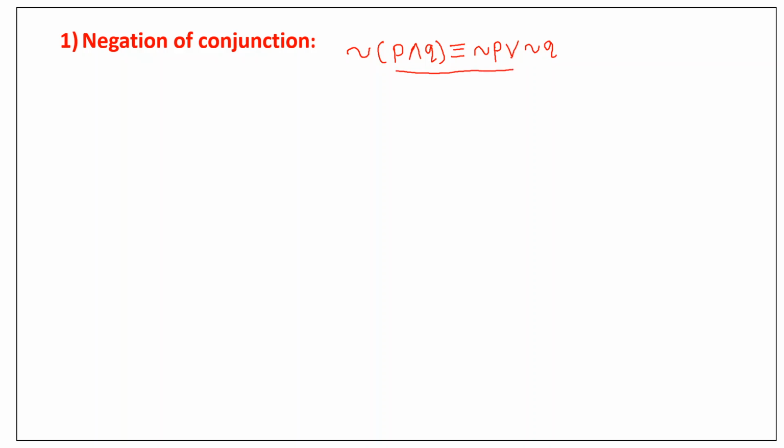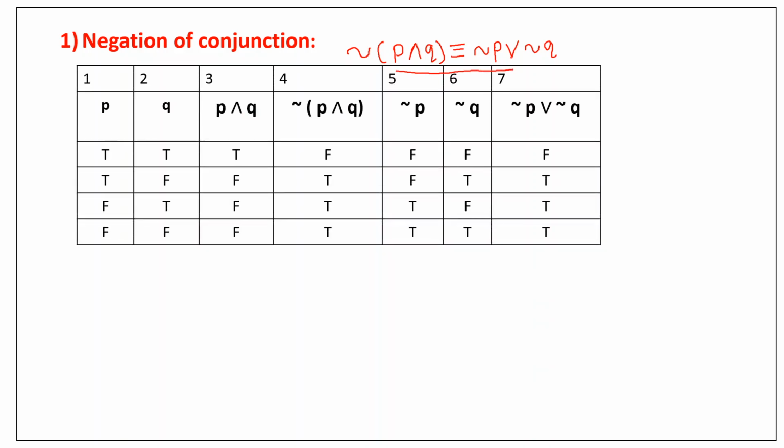We can check this by truth table also. If we write the truth table of this, what do we get? See, the left hand side is negation of P and Q, which is this, and the right hand side is nothing but negation P or negation Q, which is this column. If you check, this is FTTT and this is also FTTT. So both are identical, so this verifies the equivalence. So you have to remember this.